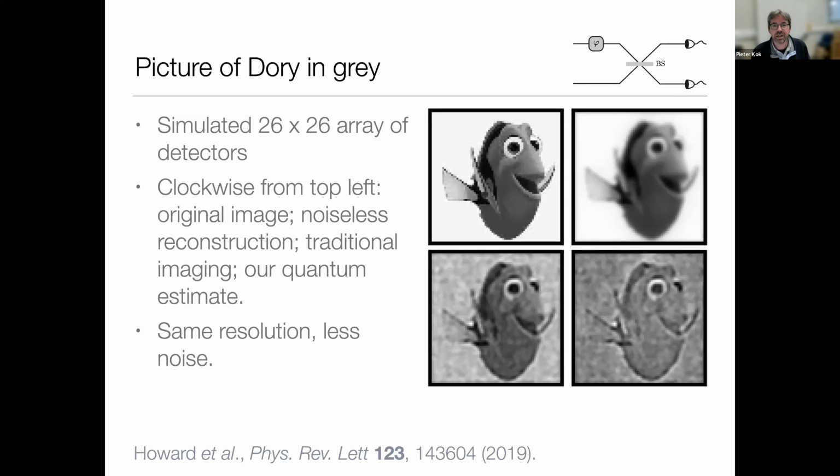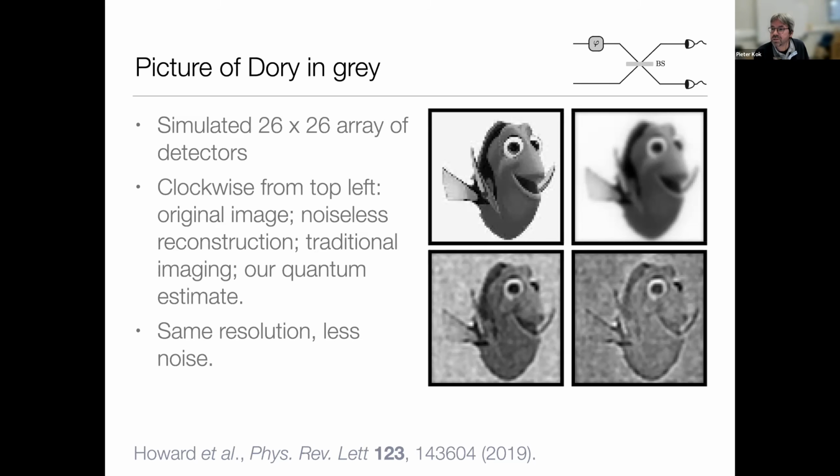So upper left is the 26 by 26, no, sorry, 100 by 100 pixels, but then there is a pixel array, 26 by 26 pixels. And so the noiseless reproduction is given by the top right. Then the bottom right is when we do the regular imaging, and you see the contrast is quite low. And then when we use our method, we get the bottom left, and you see that it is the same resolution. We don't see more detail, but we reduce the noise by a lot.